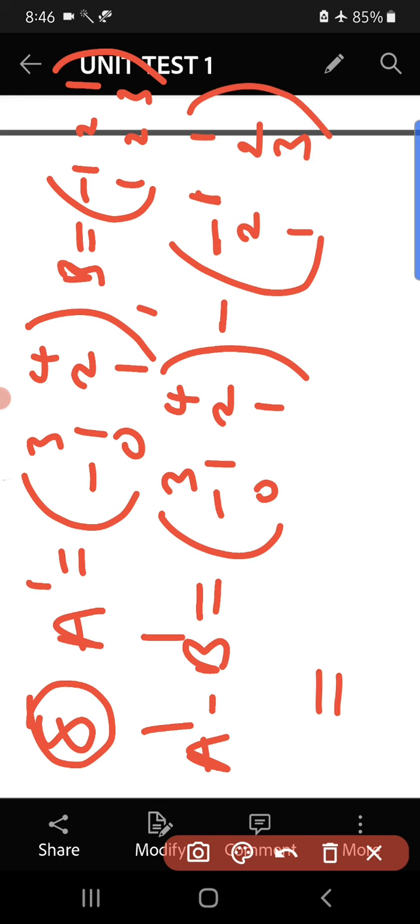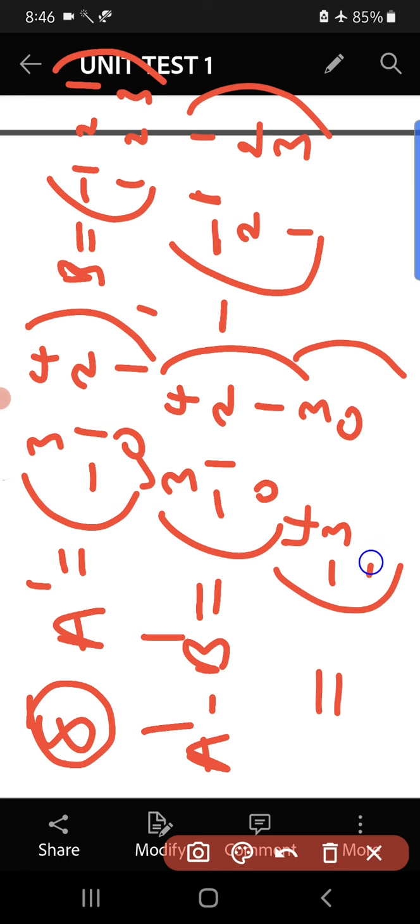Then we can consider the corresponding elements. 3 minus of minus 1, that is 3 plus 1, that is 4. Then 4 minus 1, that is 3. Then minus 1 minus 2, that is minus 3. 2 minus 2, that is 0. Then 0 minus 1 is minus 1. Then 1 minus 3 will be minus 2. So this is A dash minus B dash. Check the corresponding elements: 3 minus of minus 1 is 4, 4 minus 1 is 3, minus 1 minus 2 is minus 3, 2 minus 2 is 0, 0 minus 1 is minus 1, and 1 minus 3 is minus 2.